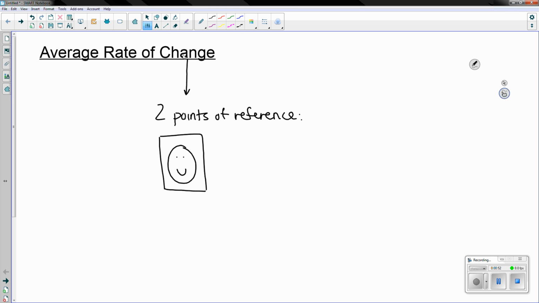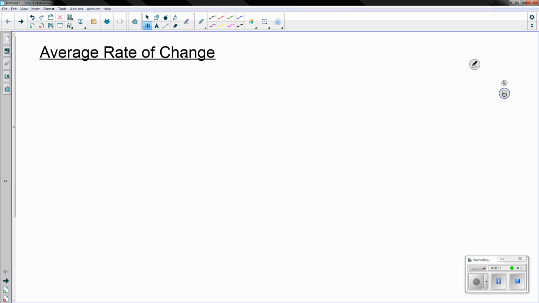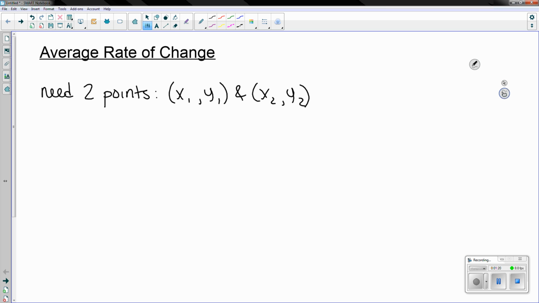point of reference. And the same thing is going to be true when we calculate a rate of change in mathematics. So we're going to need 2 points. Now our reference points in math are going to be x, y coordinates that are on the function given in that problem. We're going to call those points for now x1, y1, and x2, y2.